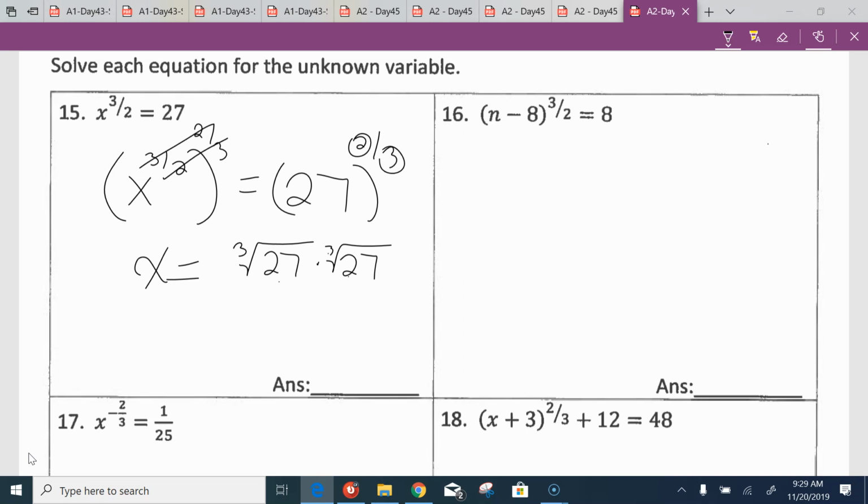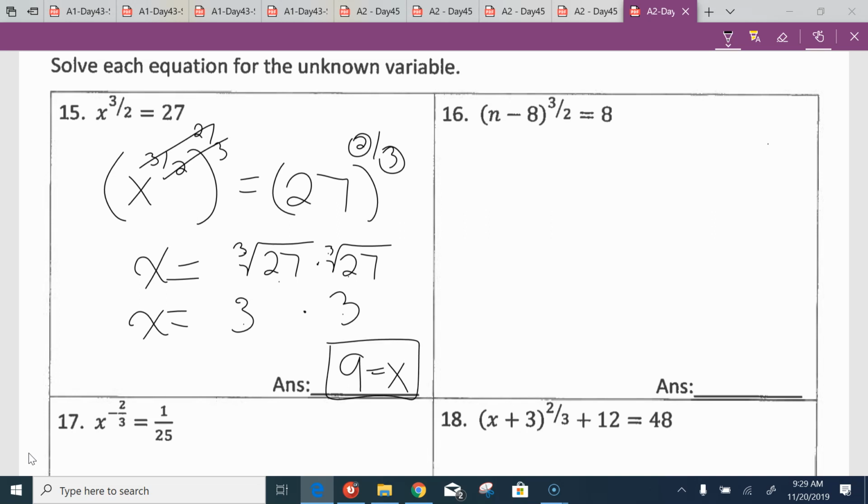The cube root would be 3. So the cube root of 27, what times itself again will give you 27. That would be 3. So you get 3 there, a 3 there. 3 times 3 is 9. Or x equals 9, if you want to get more algebraic about it.